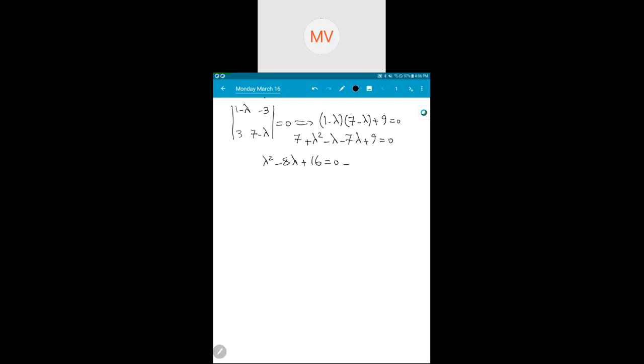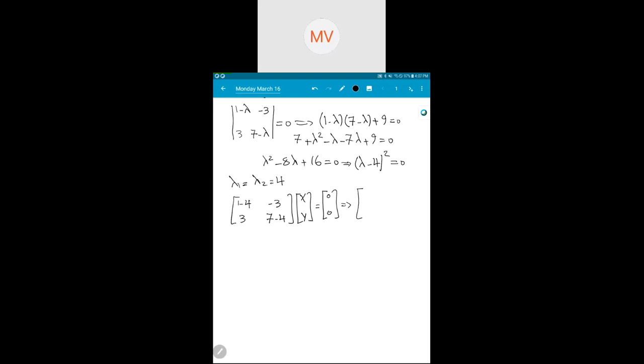Okay, so we factor this to lambda minus 4 squared equals 0. And as you can see, lambda 1 equals lambda 2 equals 4, right? Now let's go ahead and find the eigenvectors. We subtract lambda from the main diagonal, so we get 1 minus 4, negative 3, 3, 7 minus 4, and we multiply it by some vector x and y, a, b, it doesn't matter.